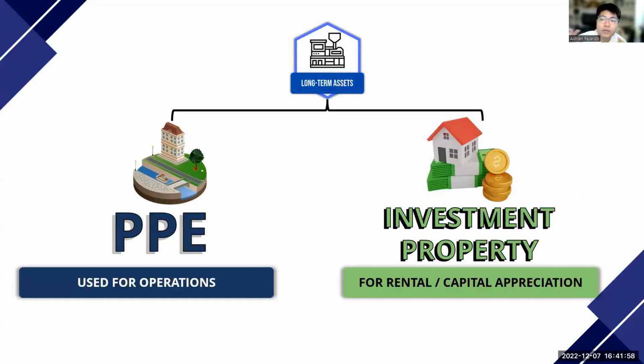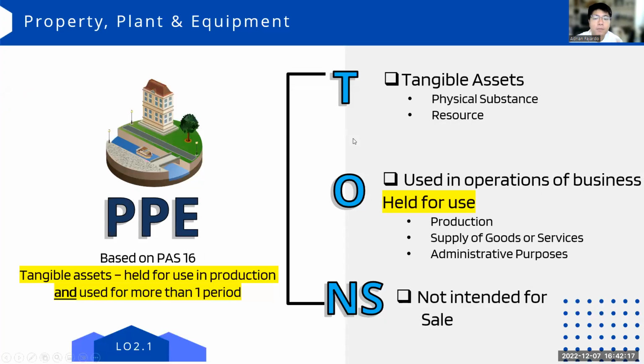So again, just for simplification's sake, in order to properly classify, PPE should be used for operations, and then investment property is for generating income directly. So either through rental, HR, or CA, capital appreciation. So again, to summarize, PPE are tangible assets held for use in production, and it's expected to be used for more than one period. So the three characteristics would be TON, right? T, it's tangible. O, used in operations, held for use. And third, and super important, it's not intended for sale, right?